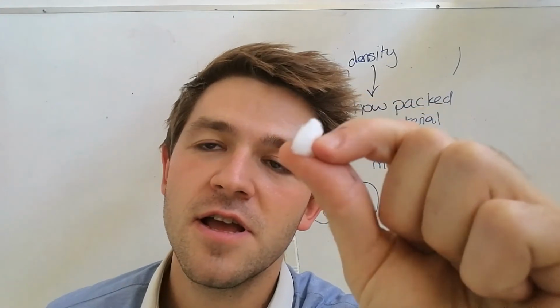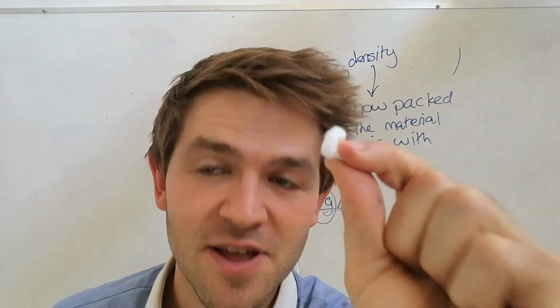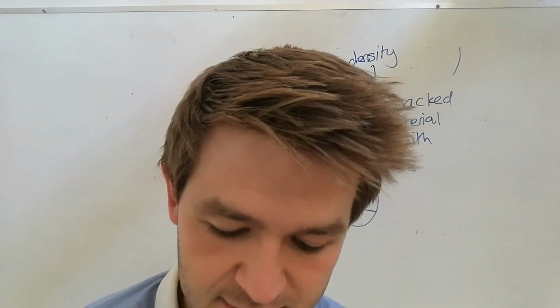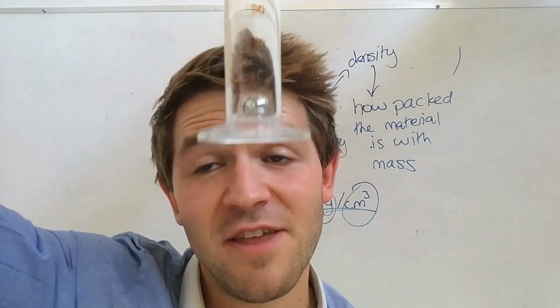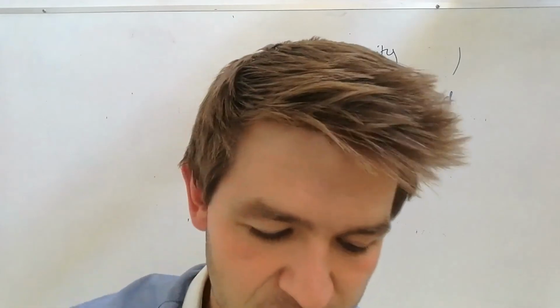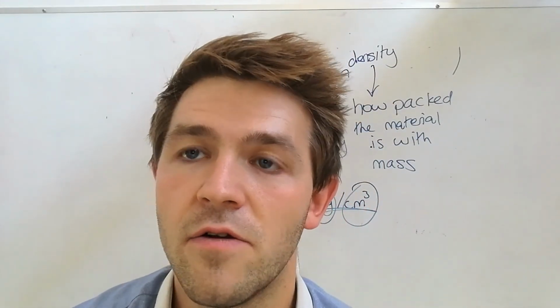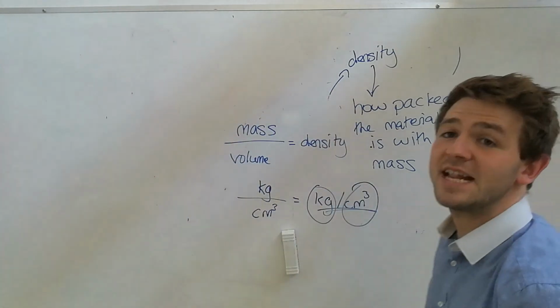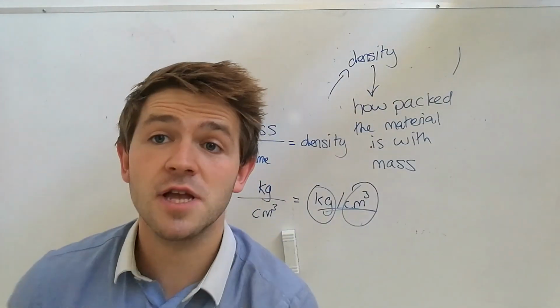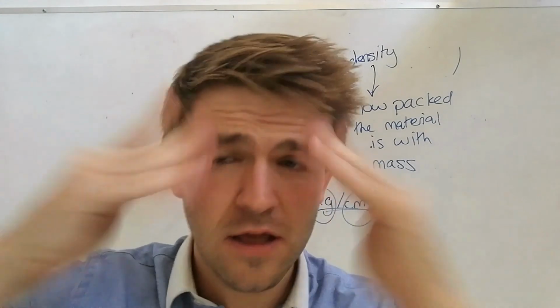The cotton has a very low mass and a very low density. My metal ball has a high mass and a very high density. 3 key words: mass, volume, density. Words we're going to be using a lot in class. Good luck with the questions.